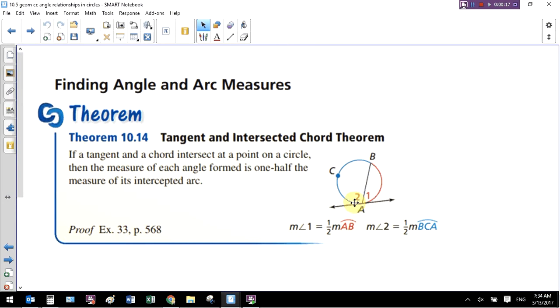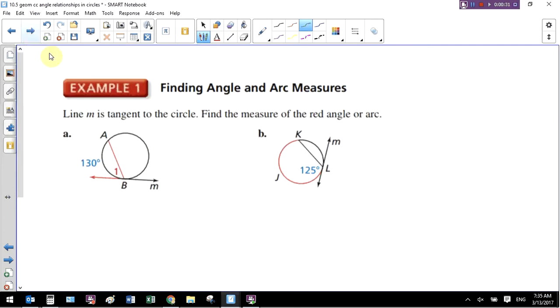So the measure of angle 1 will be 1/2 of AB. So it's just very similar to what the other theorem was. And the measure of angle 2 will be 1/2 of that major arc. Okay, so this is going to be 1/2 of 130, which is 65 degrees. So angle 1 is 65.